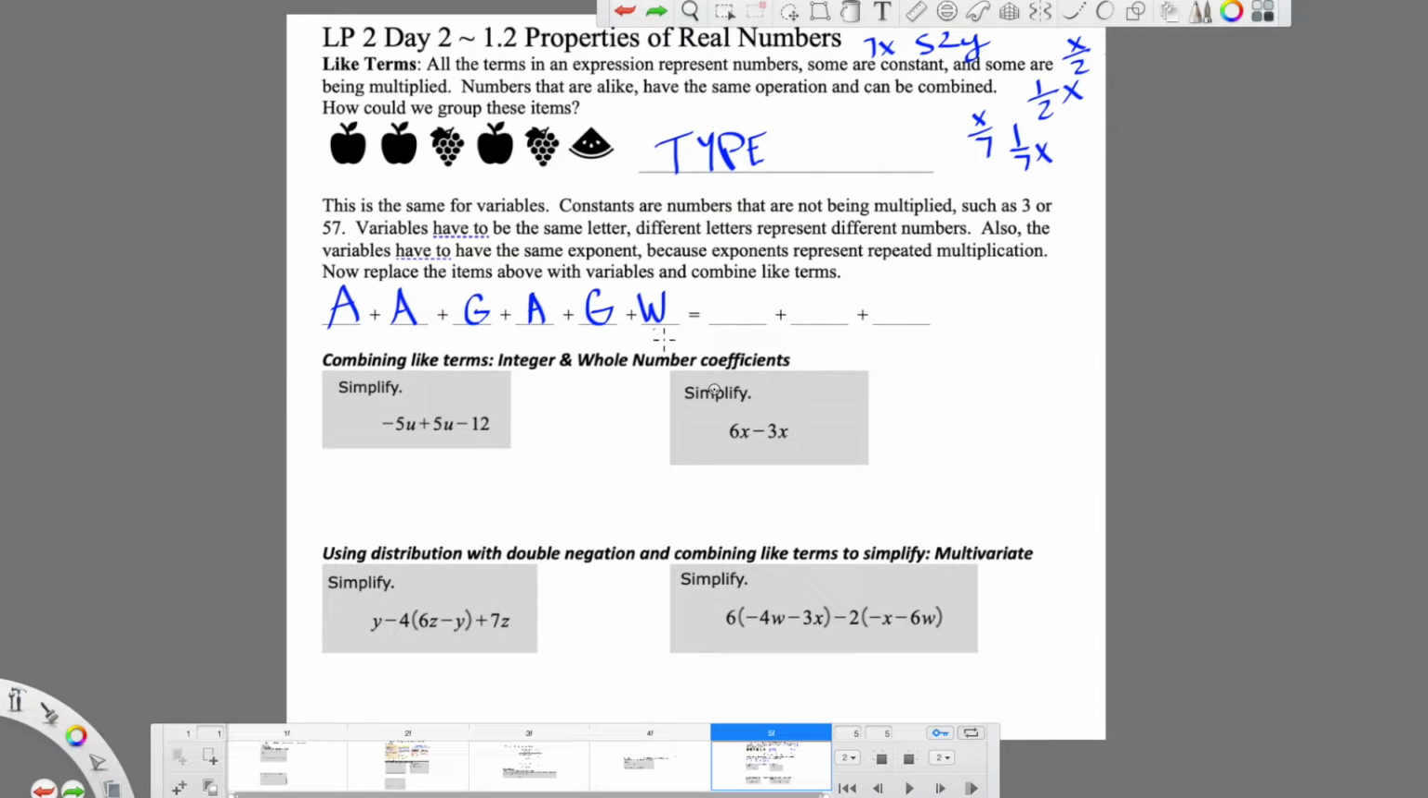So now what we're going to do is combine like terms. So you can see I have, whoops, my pen is freaking out a little bit here. Stop doing that, pen.